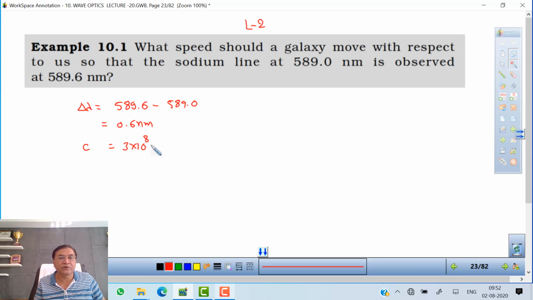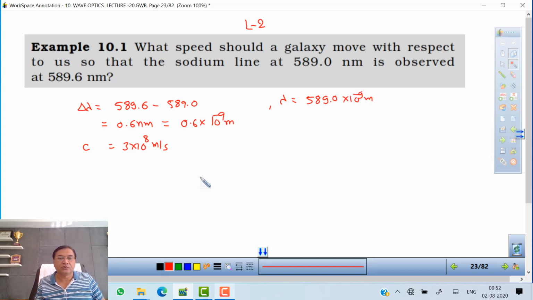So velocity of the light I take 3 into 10 raised to 8 meter per second, exact value up here, okay. Otherwise you take this meter per second. Nanometer I convert into meter, 10 raised to minus 9. And what is the wavelength? So originally this much. So wavelength is equal to 589.0 into 10 raised to minus 9 meter.